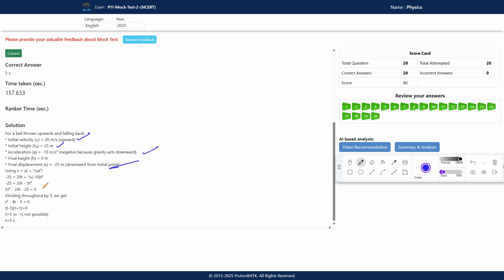Solving this, you will get a quadratic equation. Dividing through by a factor of 5, you will get (t minus 5)(t plus 1) equal to 0. So t equal to minus 1 is not possible because time can never be negative. So the answer is 5 seconds.